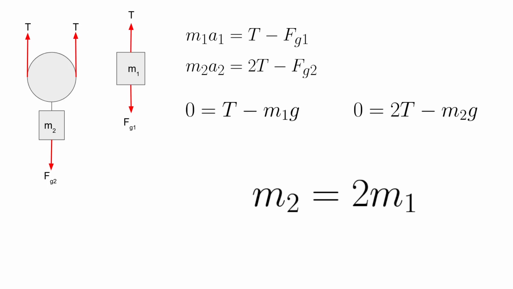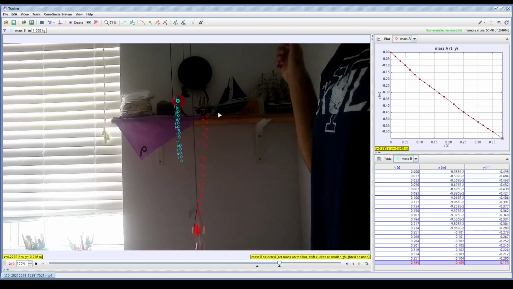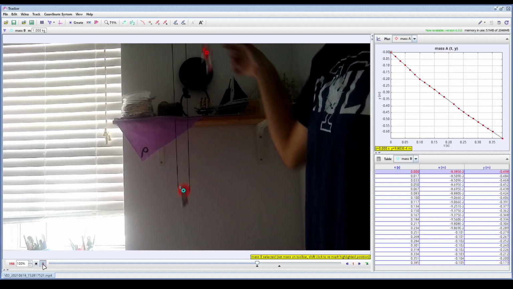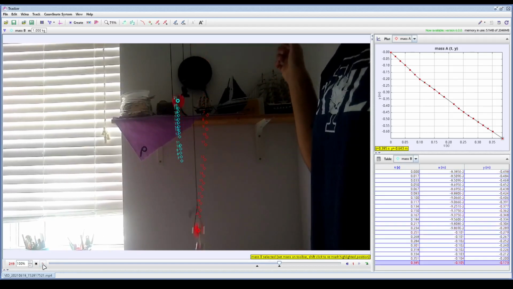So now let's go into Tracker and let's look at a more interesting case of this motion. Here's Tracker, and first, as always, let's just let the motion play out. And as you can see, both of the pulleys move with a constant velocity. The one on the right moves downwards and the one on the left moves upwards, which is what we would expect from a pulley system like this.